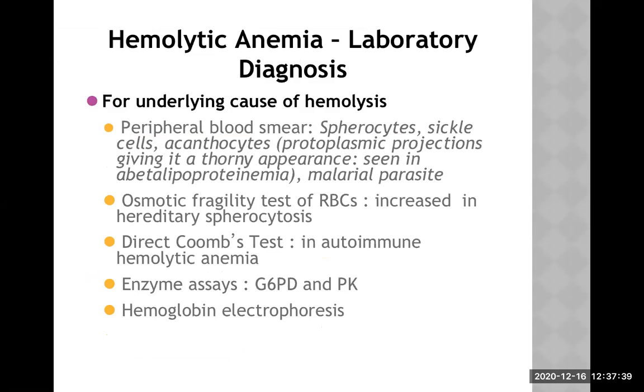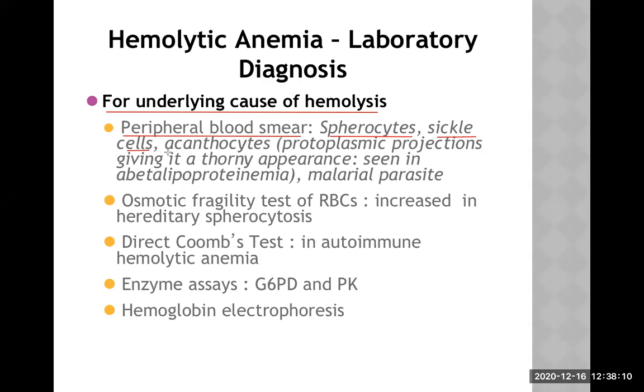We still need to do certain other tests. So these are called, for underlying cause of hemolysis, these tests are done. Now see here. Regarding the confirmation of the underlying cause, peripheral blood smear helps us a lot. Spherocytes are seen in hereditary spherocytosis. Sickle cells are seen in sickle cell anemia.